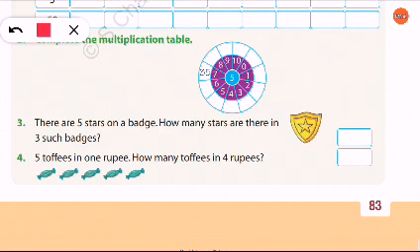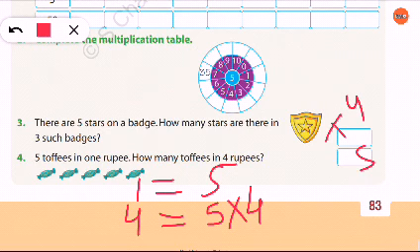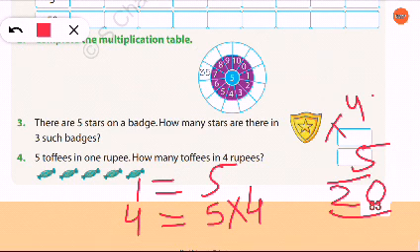5 toffees in 1 rupee. How many toffees in 4 rupees? So somebody buys for 1 rupee, how many toffees? So in 4 rupees how many toffees will come? So we will multiply 5 into 4. Okay. So we will write here 4 multiplied by 5. It will be 5 4s are 20. Okay, the number we are multiplying means the 5, it should be down and the another number should be up. Okay, hope it is clear. So in 4 rupees he will buy 20 toffees.